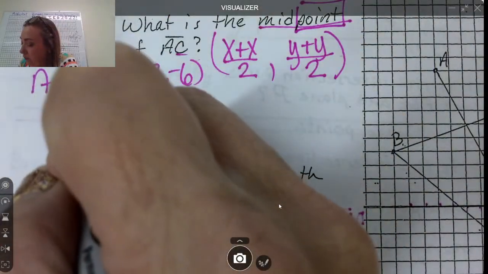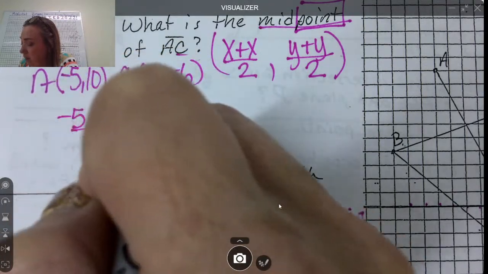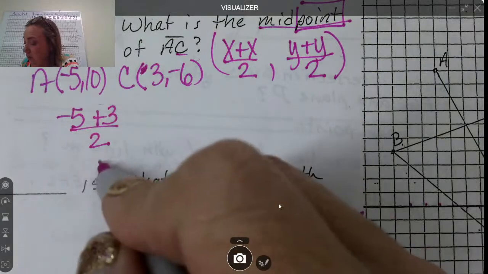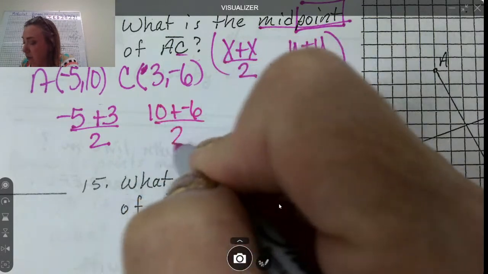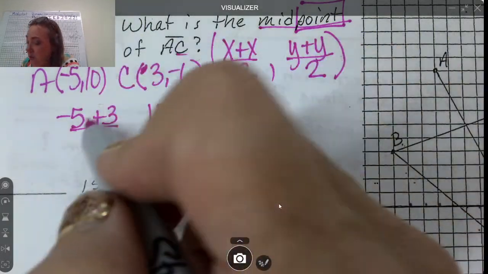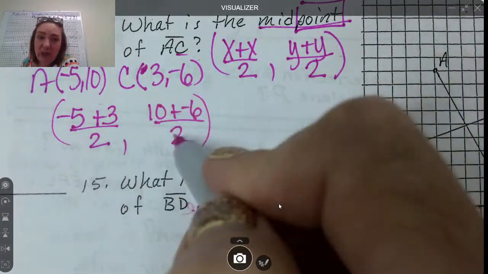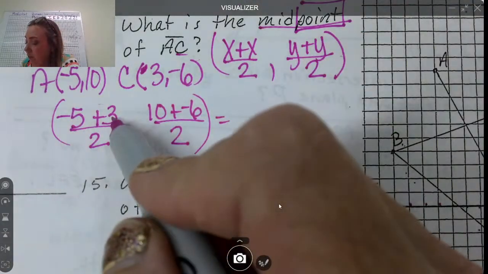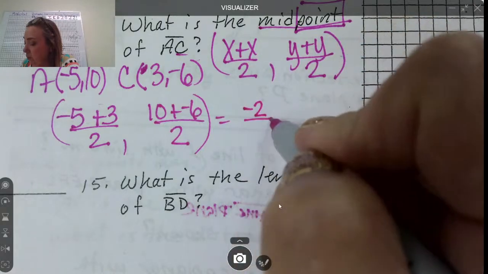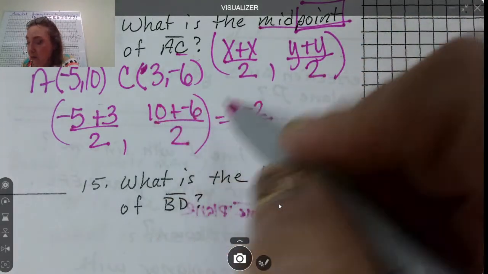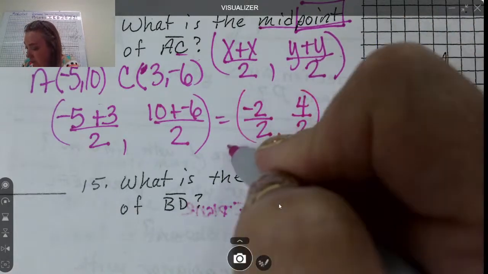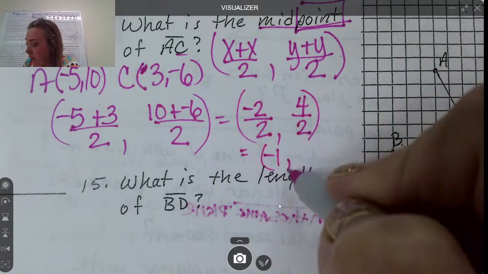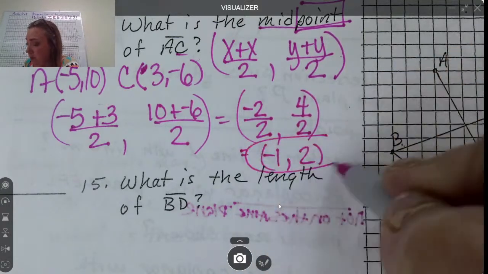All right, so to find this midpoint, we're going to add negative 5 plus 3 and divide by 2. And that's going to get our x value. And then we're going to add 10 plus negative 6 and divide by 2. And that's going to get our y value. So this is a point. We just have to do the math now. So negative 5 plus 3 is negative 2 divided by 2. 10 plus negative 6 is 4 divided by 2. For a final answer of negative 1, 2. And that's our answer.